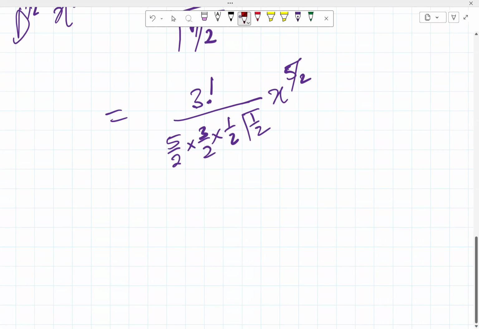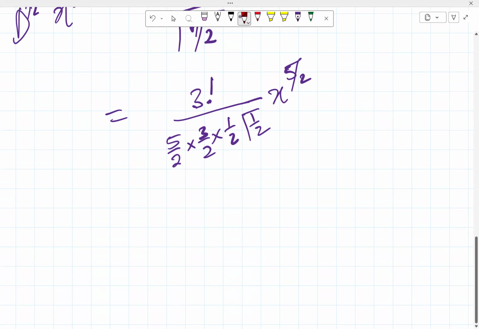So we move on and we can tidy things up now. 3 factorial is 3 times 2 times 1 over, coming here now, we have 5 times 3, 15. So that's 15 over 8. Then gamma half, we already know that it is square root of pi, from everything we've done before. So x raised to power 5 over 2 now. We can tidy things up. Of course, this 8 can go up. So we have the half derivative of x cubed being 8 times 3 times 2 times 1 over 15 root pi.